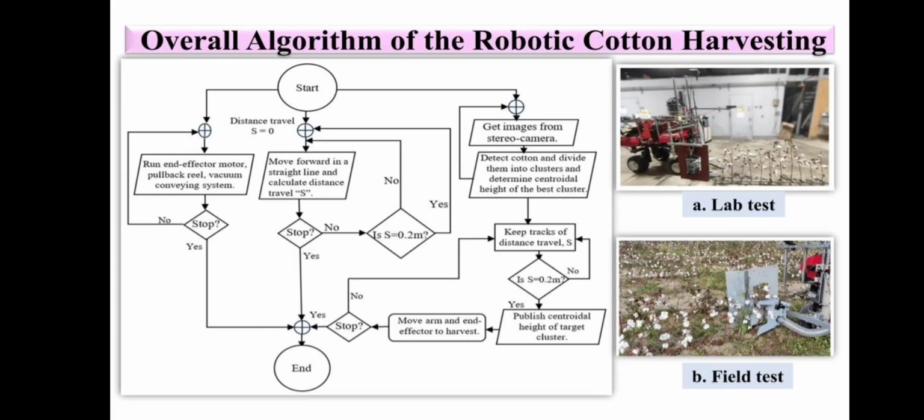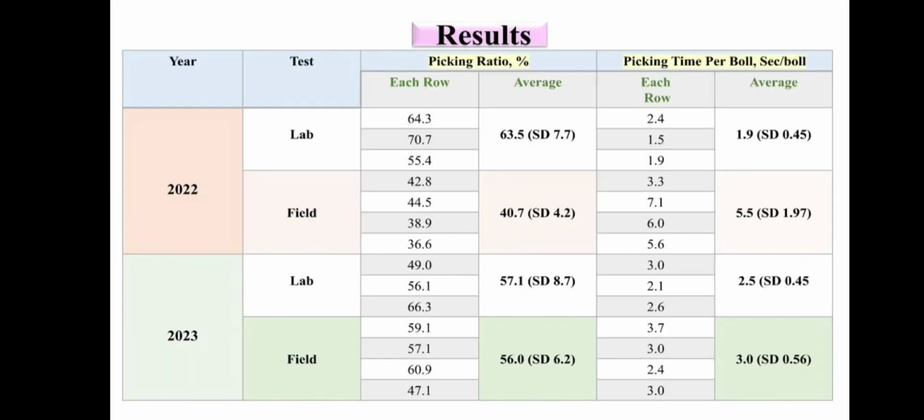First thing we did is lab test. Then we went for a field test. So the results come like this, and we can actually overcome the manual way of picking cotton balls with this robotic way of picking cotton balls. And actually it is very easy if the machine is properly made, and the farmer is taught to use the machine, then it is very easy.